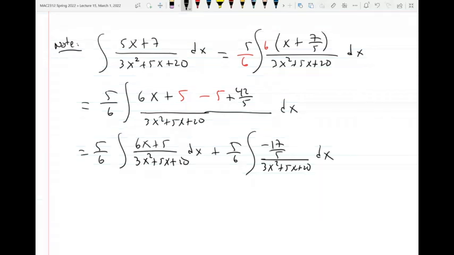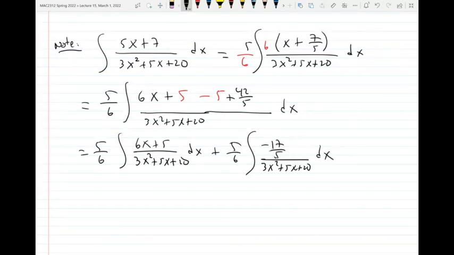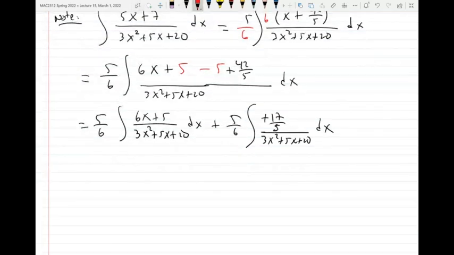Shouldn't it be positive? Because it'd be negative 25 plus 42? Yeah. That's to see if you're paying attention. Positive 17. Yeah, 17/5. Good. So, nice, the 5 cancels. So now we get here 5/6.